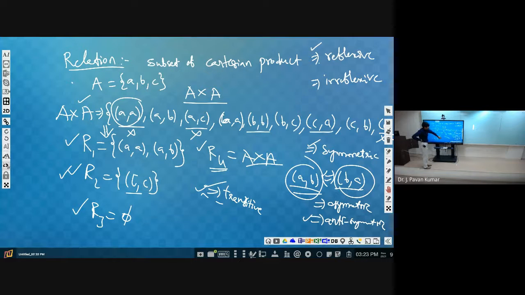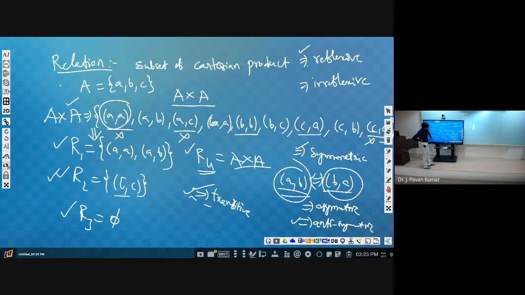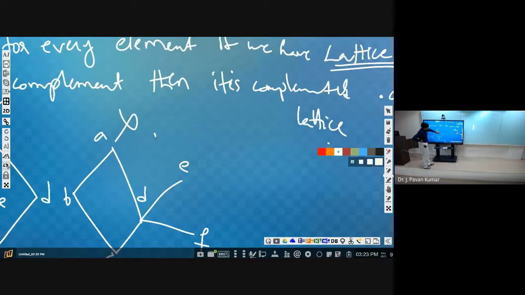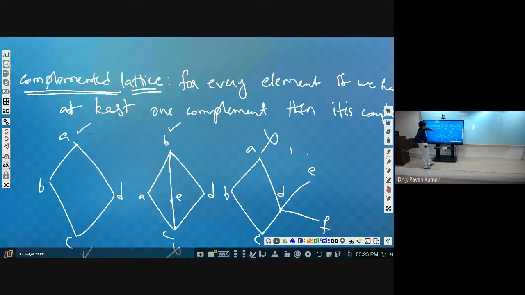In GATE they will directly give one Hasse diagram or the relation, as we have seen in the earlier discussion, where we defined R with pairs like (1,1), (1,2). I think I have told you orally. Suppose that relation is given to you, we have to find whether it is a Boolean algebra or not, whether it is a poset or not, whether it is an equivalence relation or not. Like that, they will give some options.